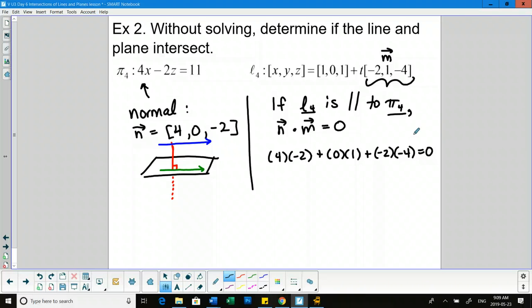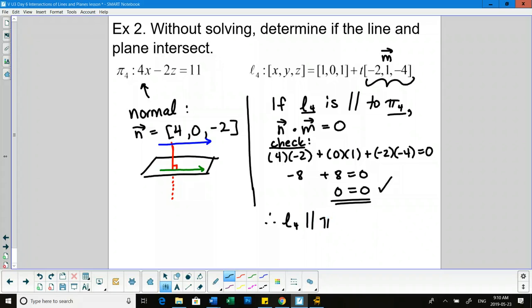Okay, so this is the check that we're going to do. We don't know for sure whether this is 0, but we're checking whether it's equal to 0. So I get negative 8 plus 0 plus 8 equals 0. And we get a dot product of 0. So this tells me that our plane and our line are what? Okay. So with this, we can say that the line and the plane are parallel.